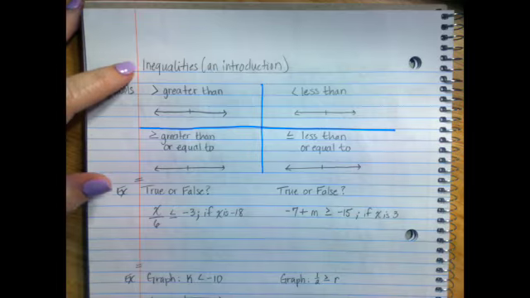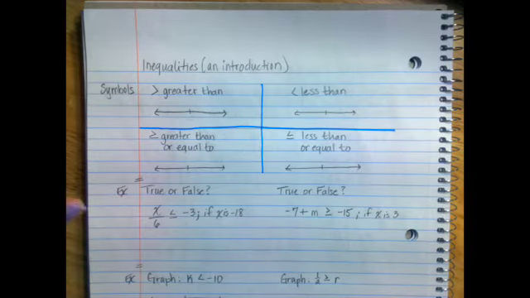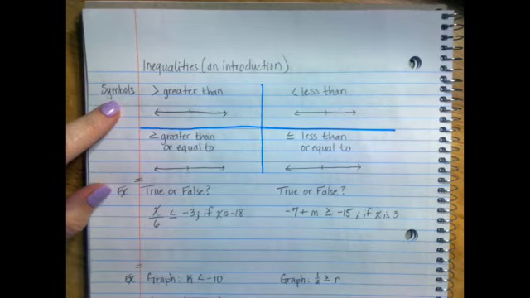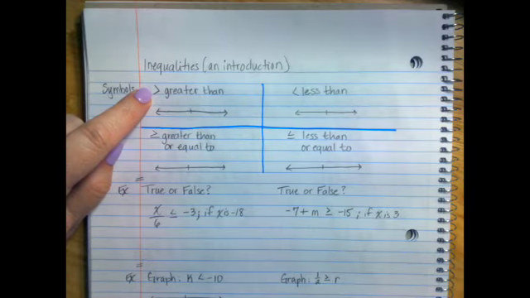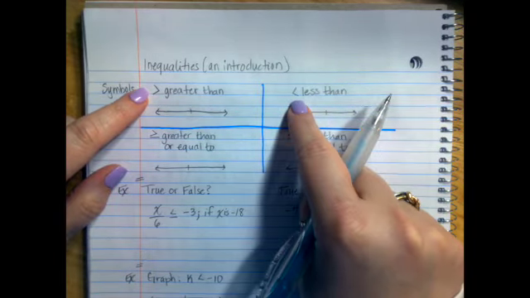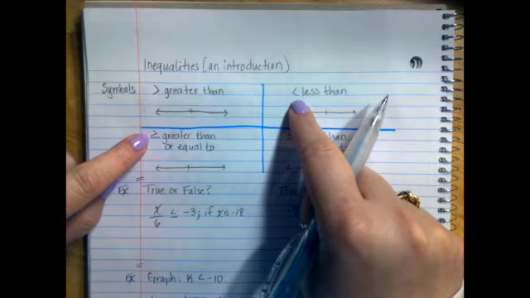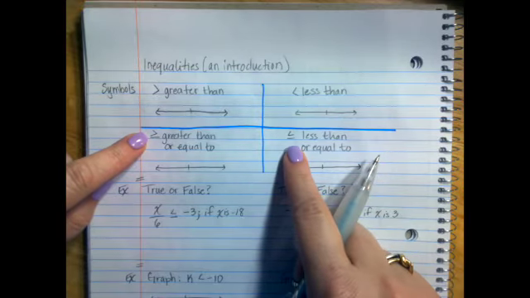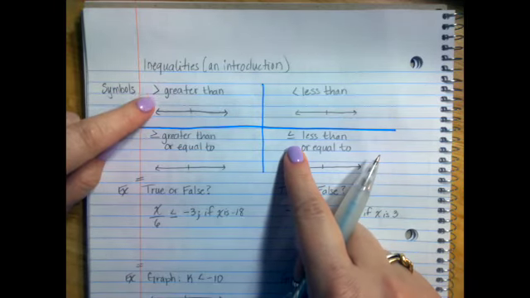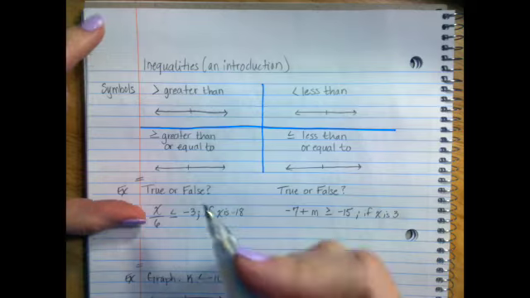This tutorial is about inequalities. It's just simply an introduction, right? First of all, you do have symbols: greater than, less than, greater than or equal to, less than or equal to. All right, so what does that look like when you actually graph greater than?